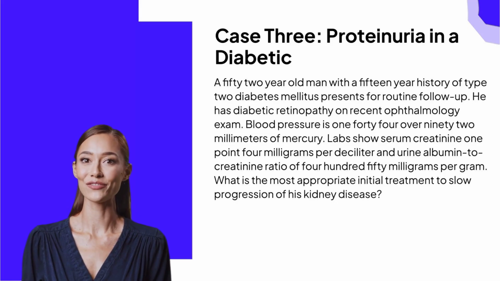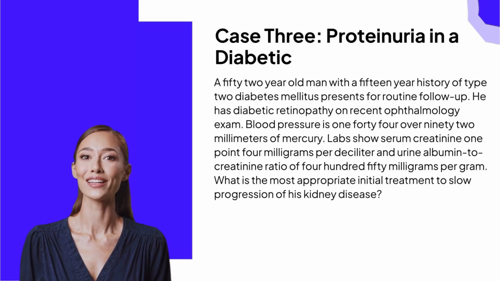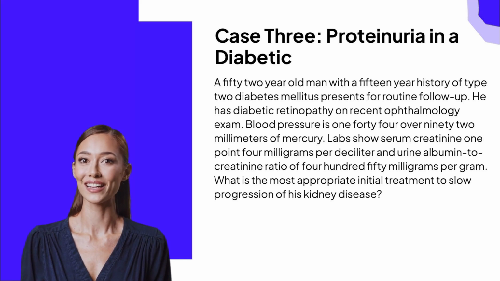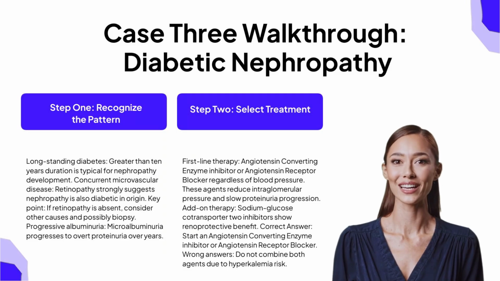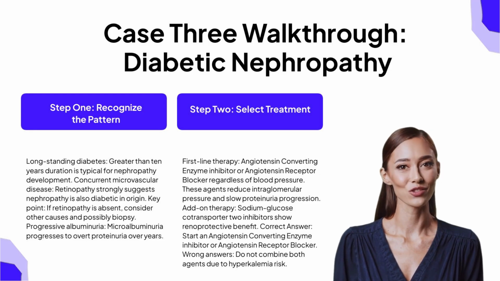Middle-aged diabetic, 15 years of disease, now has retinopathy and significant proteinuria. His kidney function is starting to decline. What treatment slows progression? Think about what class of medication protects the kidneys in diabetes. The pattern recognition here is straightforward. Long-standing diabetes plus retinopathy strongly suggest diabetic nephropathy.